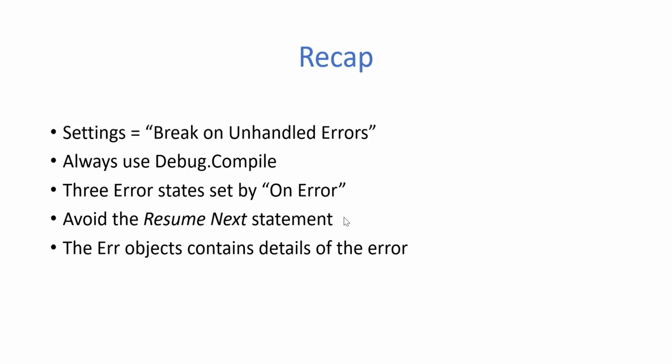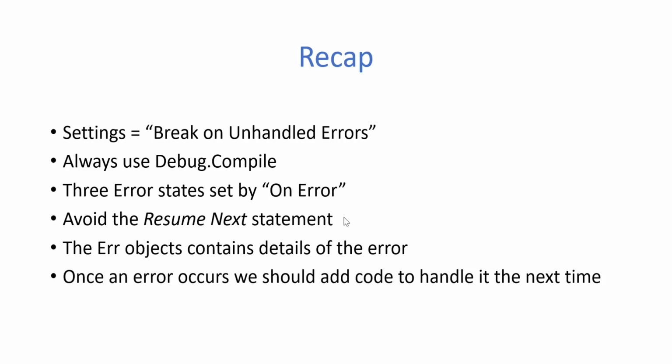We can interrogate the number and use it to write code based on the type of error that occurs. Once an error occurs, we should add code to handle it the next time. So we saw that with the type mismatch. If this type of error occurs, we put in type mismatch code, and the next time it happens it gives the user a very nice description of what happened.